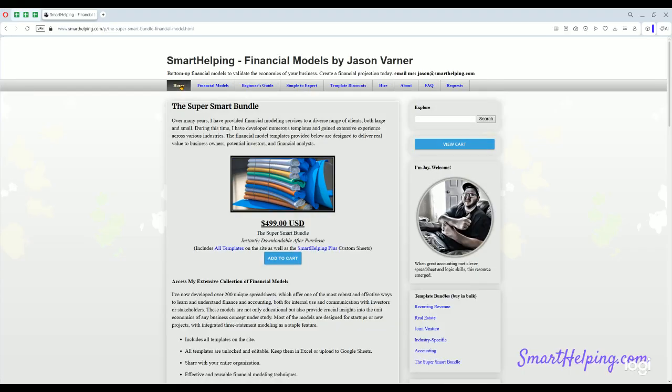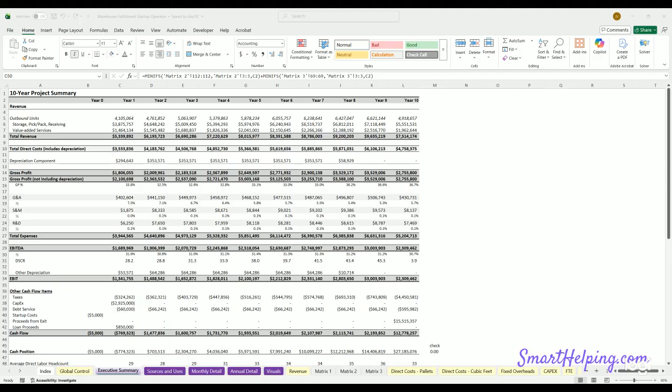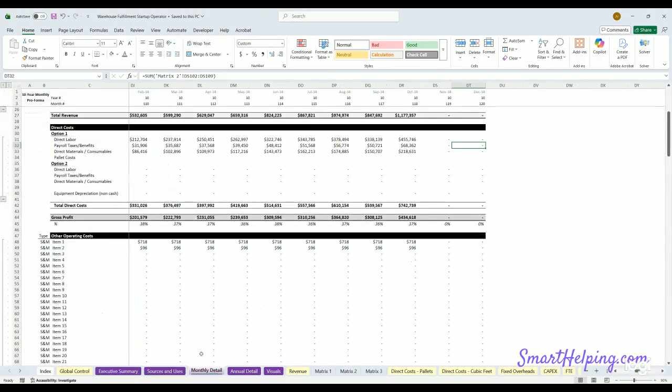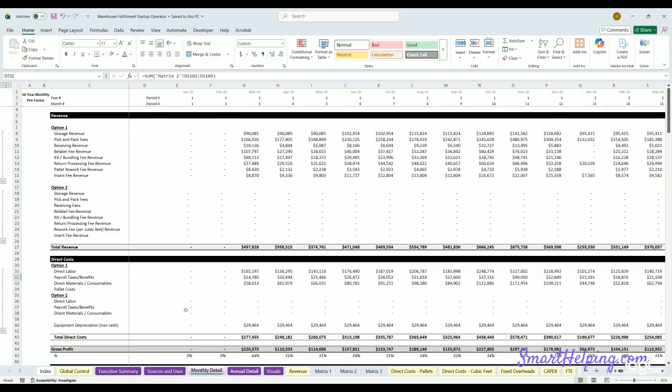Other than that, I'm excited to be done with this and push it out. I really wanted to get a new template done before February was over, and we have done that. So I'm excited.